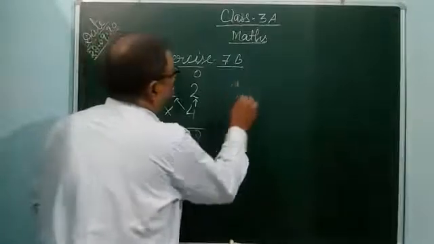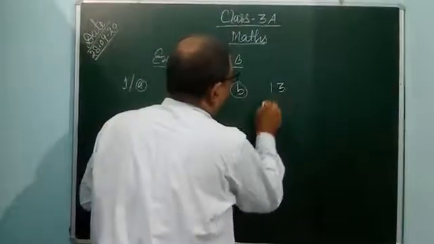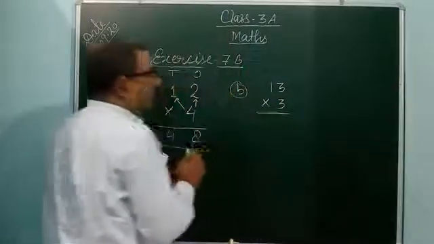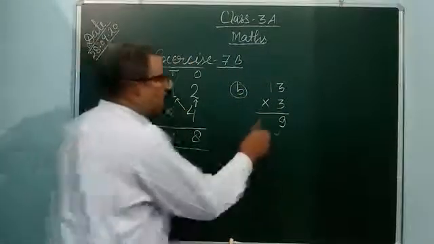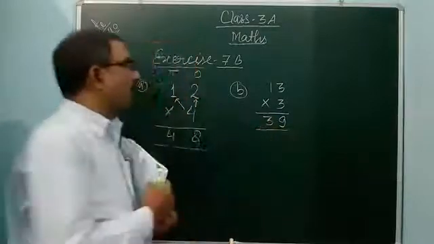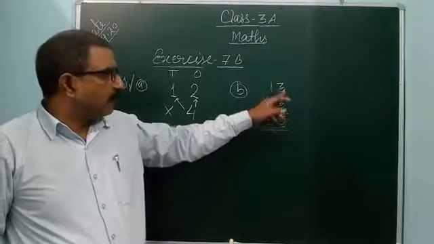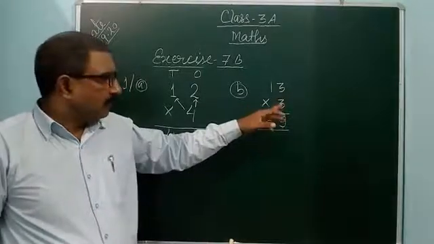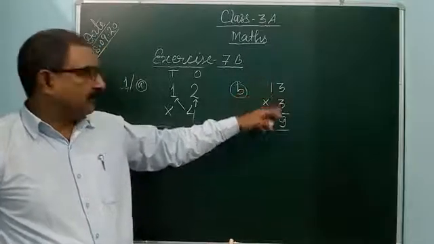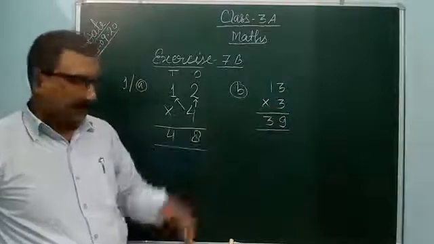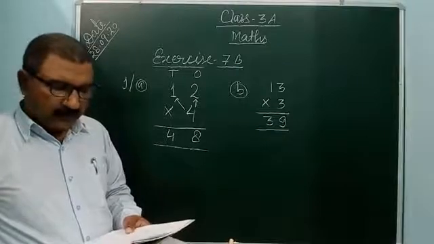Question number first B. 13 multiplied by 3. 3 threes are 9 and 3 ones are 3. Firstly multiply 3 with ones, after that you multiply 3 with tens. So ones place 3, tens place 1. So 3 threes are 9 and 3 ones are 3. After that, question C, D and E.